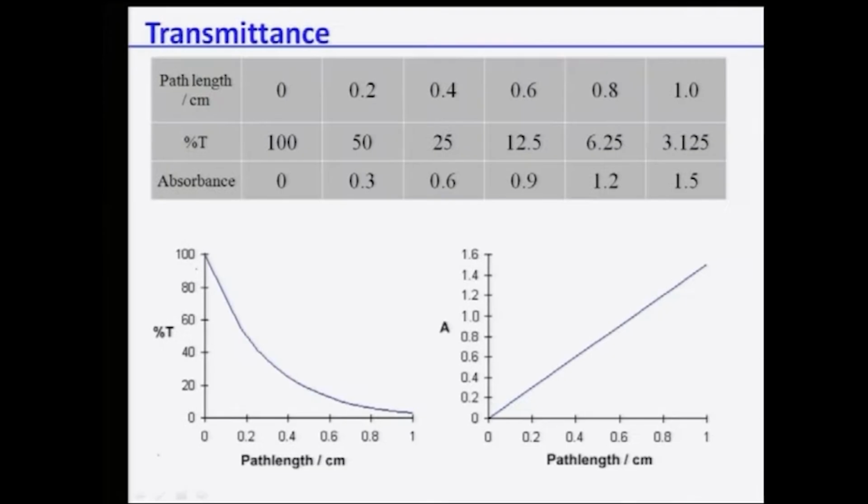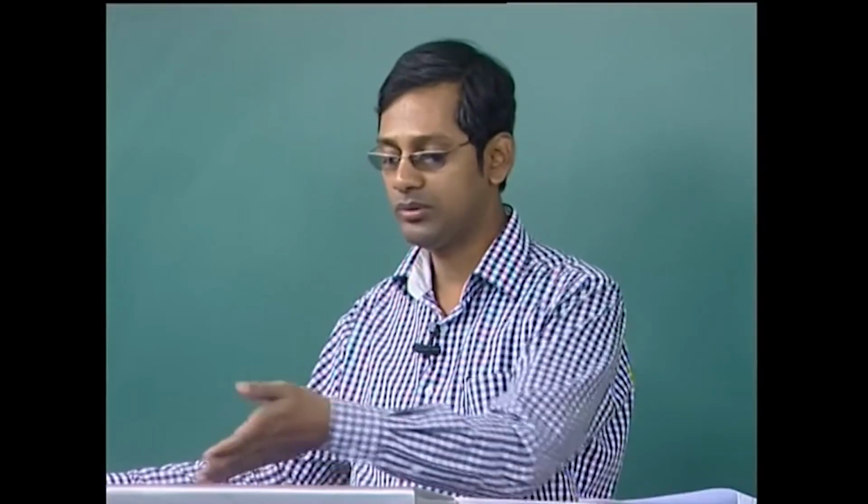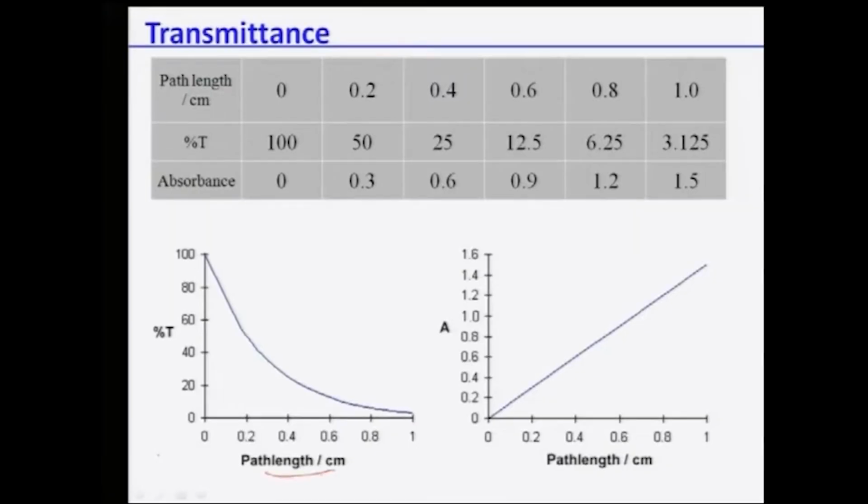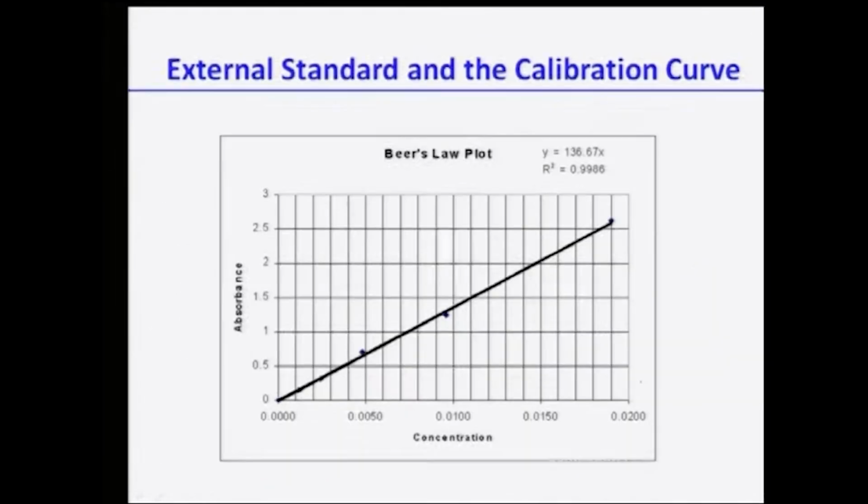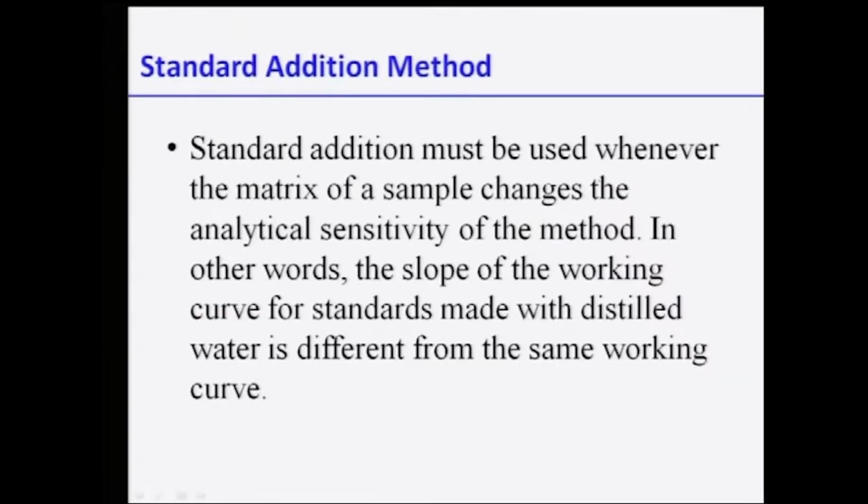So one can actually get an idea. Depending on the path length, obviously you have 100% transmission, or if you have 0.2, one can get percent transmission versus path length, this kind of behavior, and then one can use an external standard and calibrate this curve. So this is the absorption, this is the concentration. You can see it follows the linear law where R is very high. R is the confidence level of the fitting, which is almost 99%, or 99.86%.